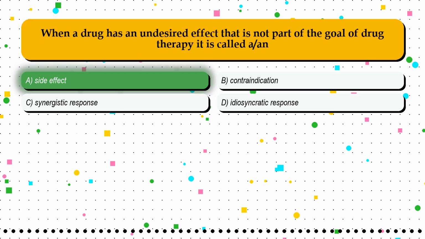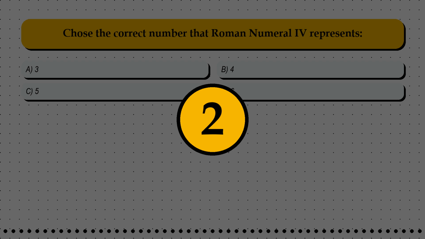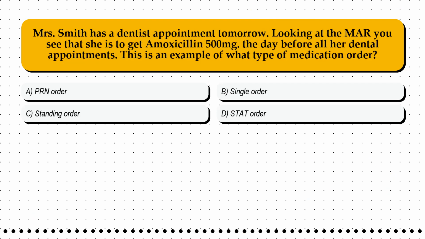The correct answer is option A. Side effect. Question 332. Choose the correct number that Roman numeral 4 represents. Option A. 3. Option B. 4. Option C. 5. Option D. 6. The correct answer is option B. 4. Question 333. Mrs. Smith has a dentist appointment tomorrow.